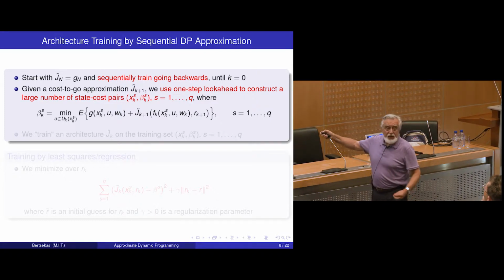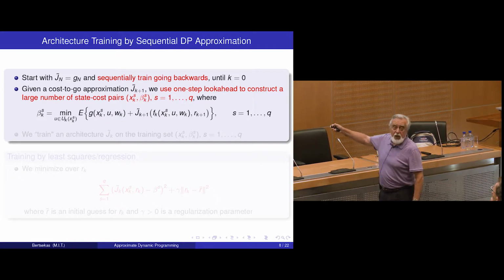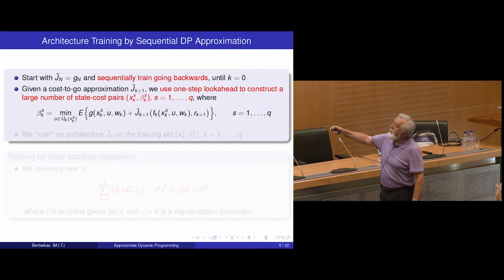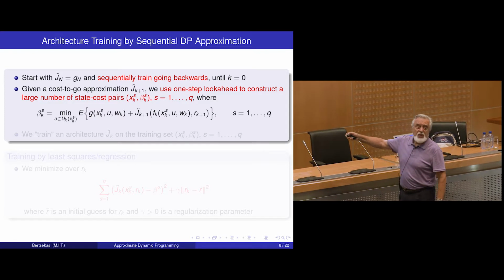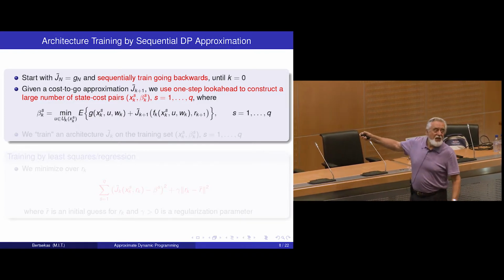Now, we know J tilde k plus 1 from the previous stage, and we plug in x_k^s. We know r_{k+1}, okay? We have the parameters from the previous stage. So this expression is a random expression with respect to w. Take the expected value, it becomes an expression that involves x_k^s and u. Minimize over u, and that gives us a number. And this is the right-hand side of the training pair.